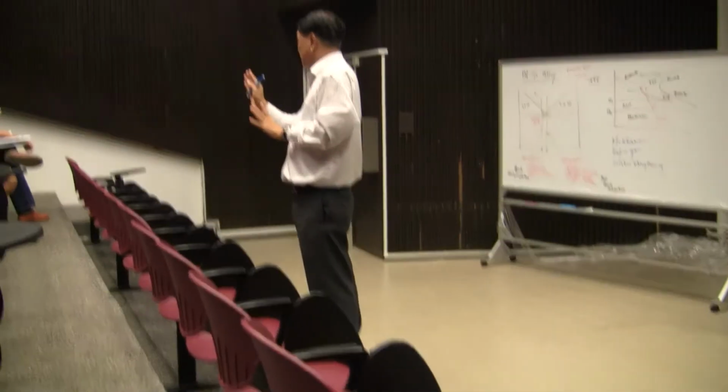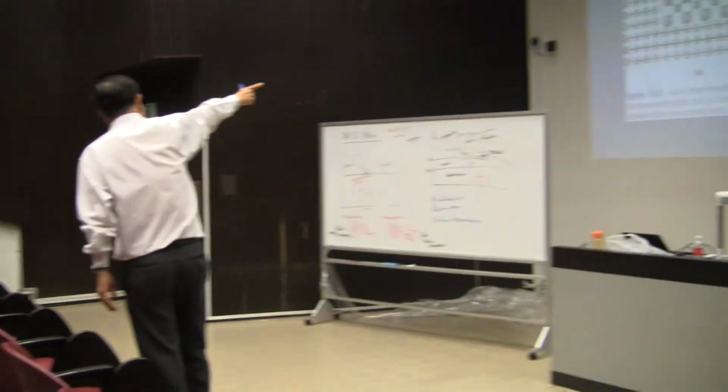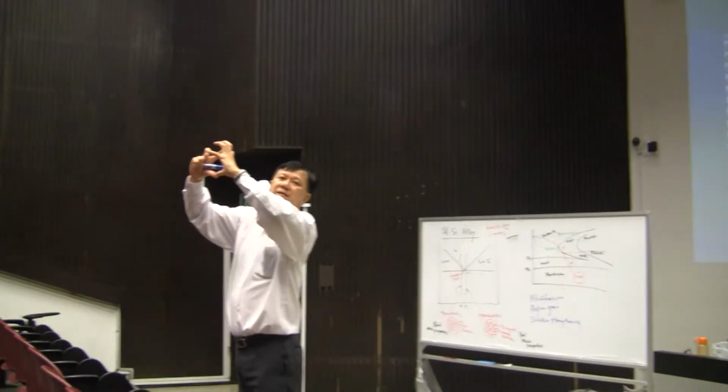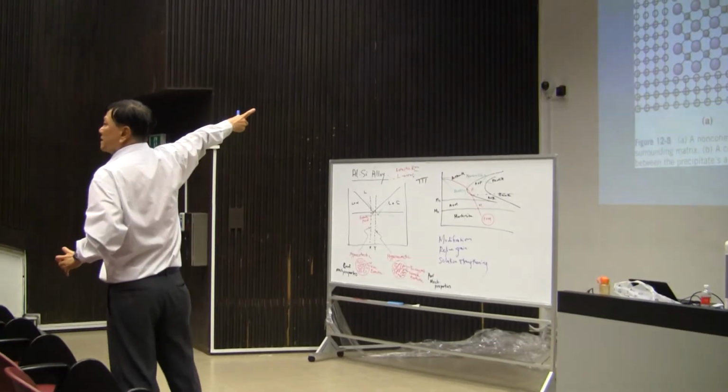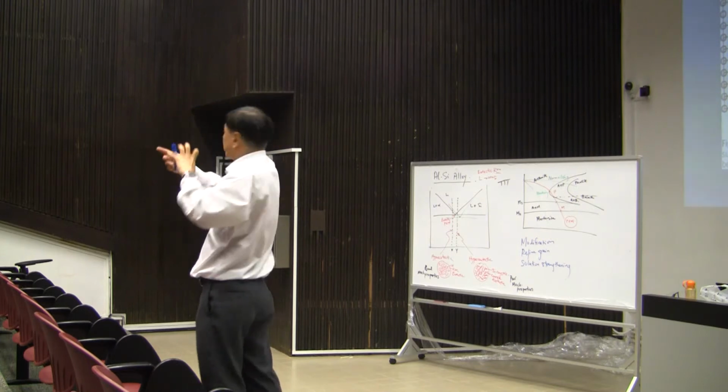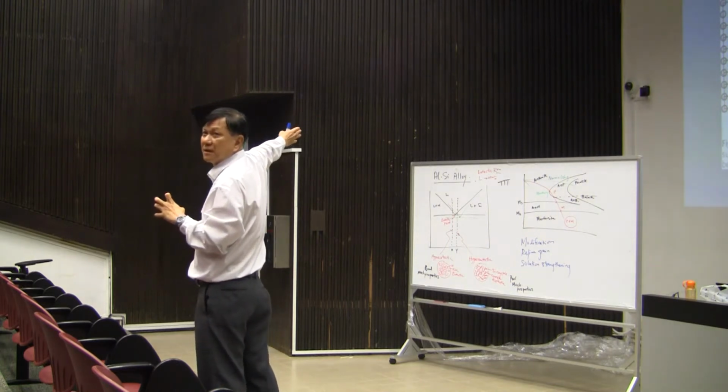Are you clear? Over here, can you see incoherent precipitate? It then becomes independent. Can you see that? It has its own what? Grain boundary. It has its own surface. Can you see that? This one here.